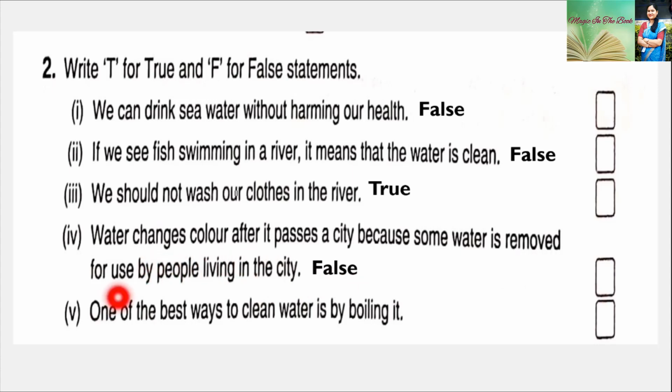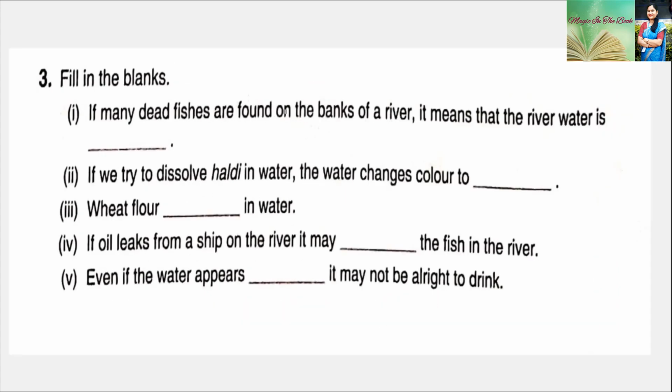Number 5, one of the best ways to clean water is by boiling it. Yes, that is true. Question number 3, fill in the blanks. Number 1, if many dead fishes are found on the banks of a river, it means that the river water is polluted. Number 2, if we try to dissolve haldi in water, the water will change to yellow color.